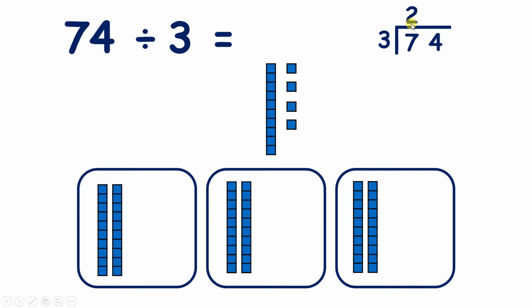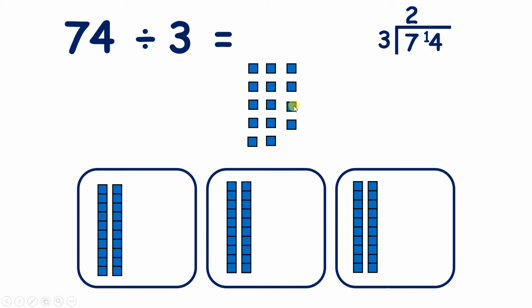We can write 2 above our tens because each group has 2 tens. And what are we going to do with our 1 remaining ten? Well, we can regroup our ten to make 10 units, or exchange 1 ten for 10 units. So now we have 14 units, so we can write our 1 remainder from dividing 7 tens by 3 in front of our 4, so in front of our units, because now we have 14 units.